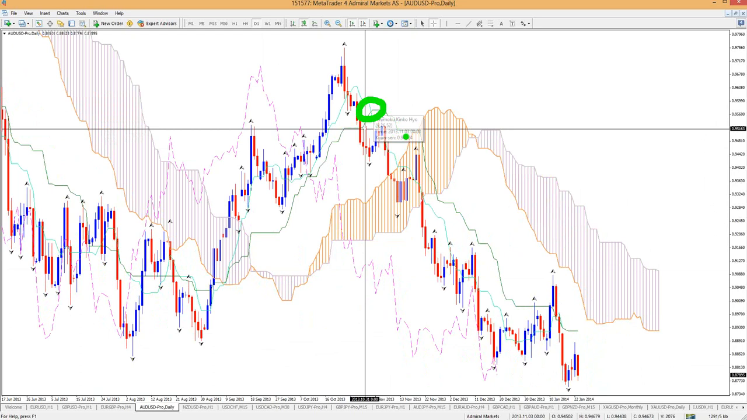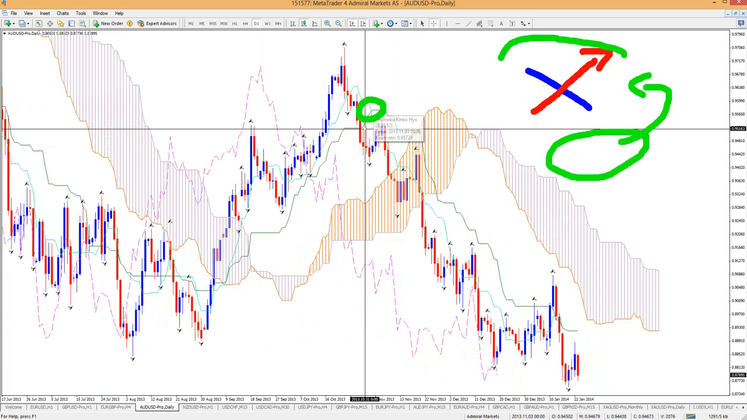But if that crossover happens above the Kumo, it's a weak crossover. If the Tenkin crosses above the Kiyun, let me make Tenkin blue, and no, Kiyun is blue, Tenkin is red. If we have a cross like this, and the Tenkin is going above, and the cloud is here, that is a strong crossover. If the cloud is not here, but it's actually here, then it's a medium crossover because the crossover is happening in the cloud.